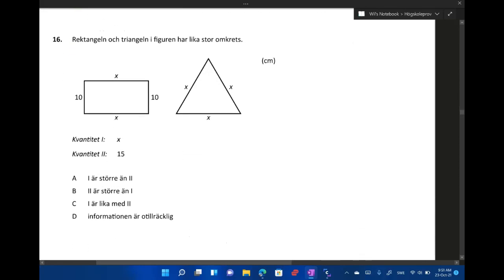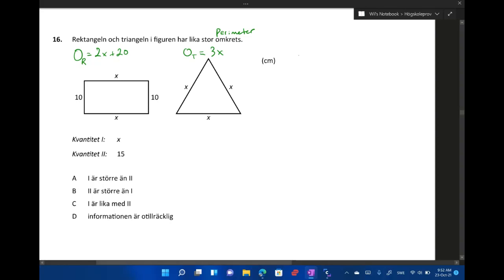Question 16, it says that the rectangle and the triangle have the same omkrets. And omkrets is the perimeter in Swedish. Or omkrets Swedish, perimeter English. The perimeter of this rectangle, we'll say the omkrets of the rectangle, well, it's when you add up all the side lengths. So we have 2x plus 20. The omkrets of this triangle is 3x. All right. It says that they both have the same omkrets.